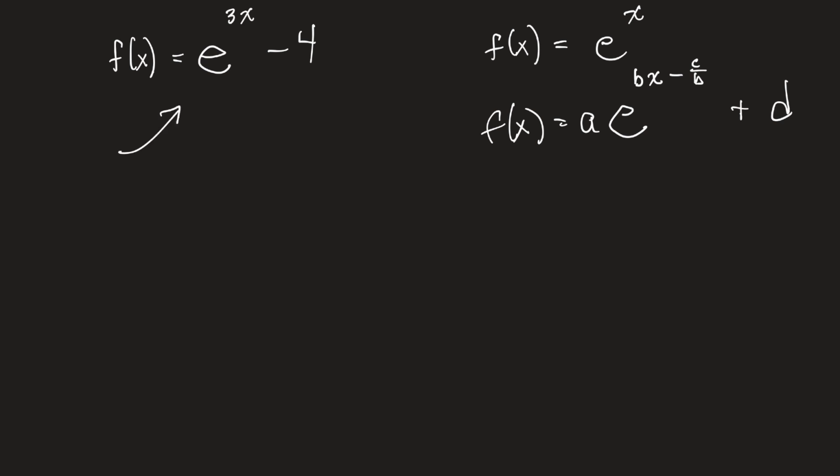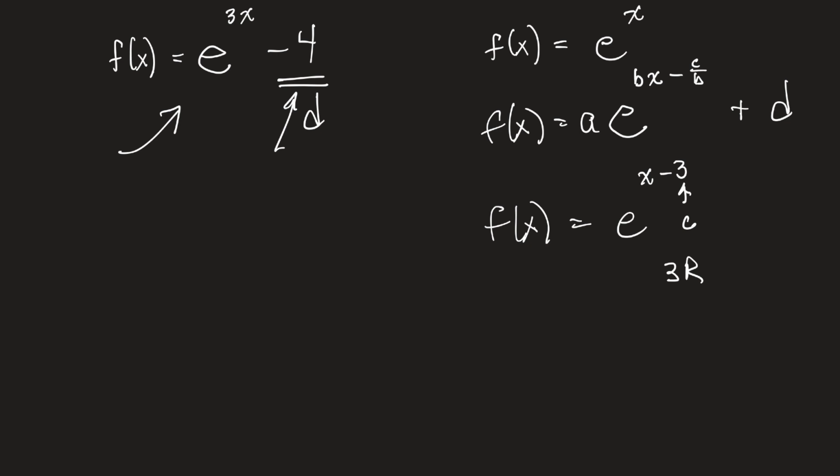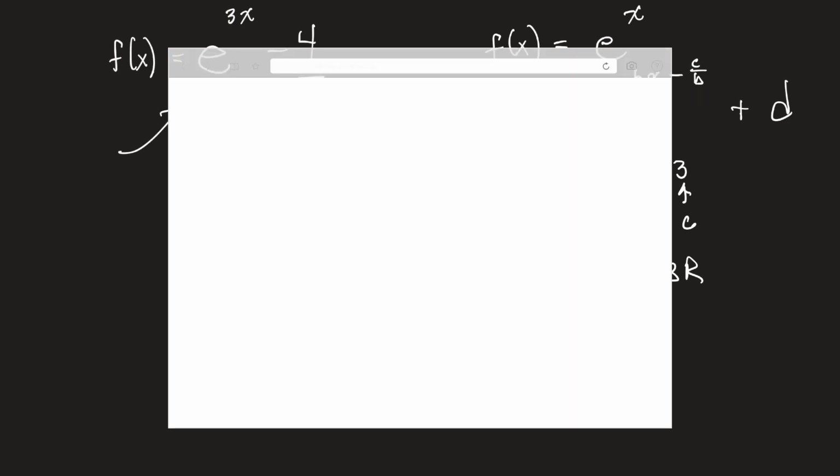So if I've got this function here, it's a little awkward because you're wondering if that 4 is a c or a d. If it's not in the exponent, that would be a d. If it were in the exponent, say for instance e to the x minus 3, then that is in the c spot, and that would mean I'd move my graph 3 to the right. But since this is a d spot, this one is going to be going down 4.